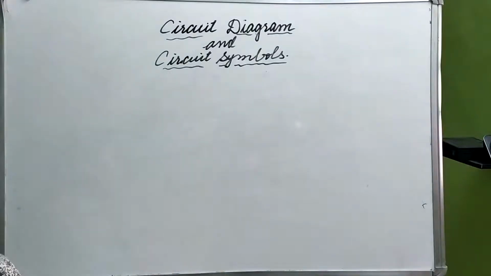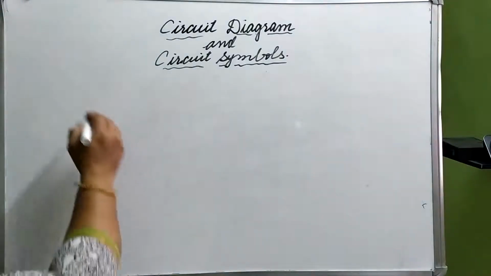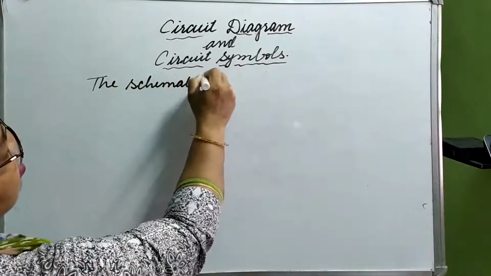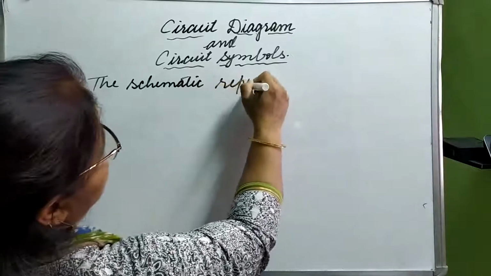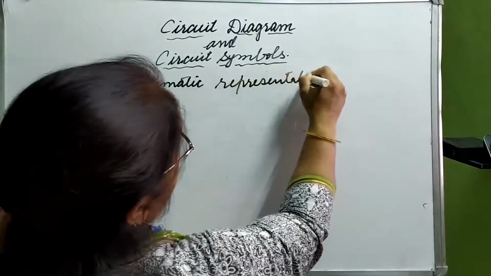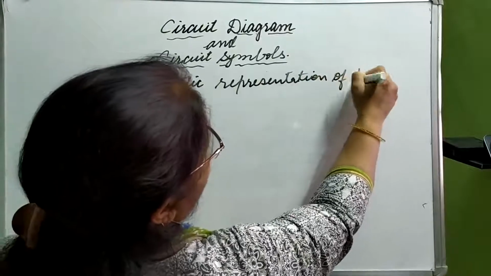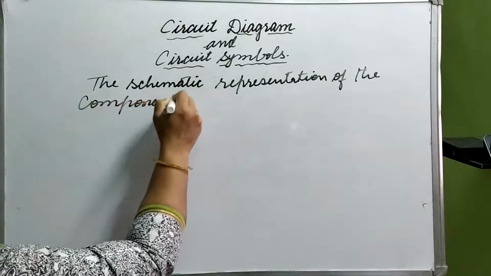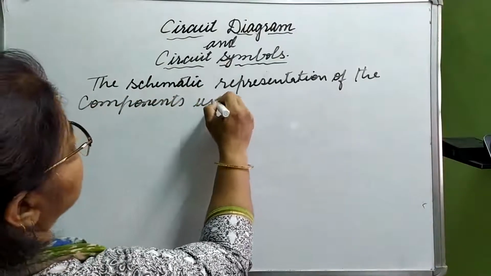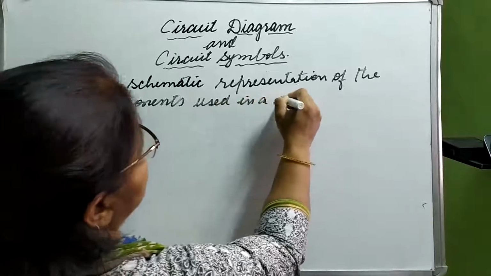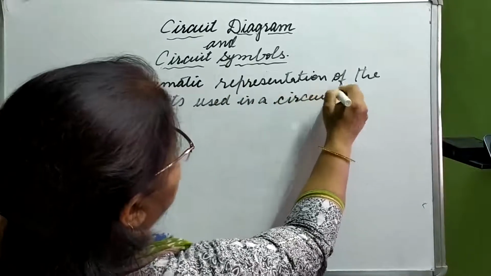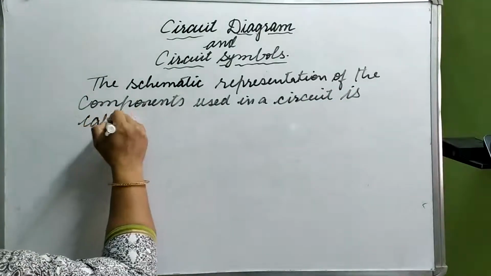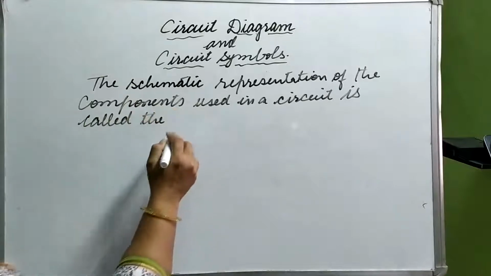What do you mean by circuit diagram? A circuit diagram is the schematic representation of the components used in a circuit, is called the circuit diagram.